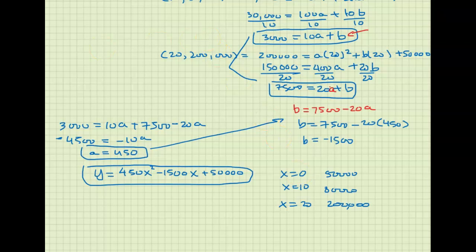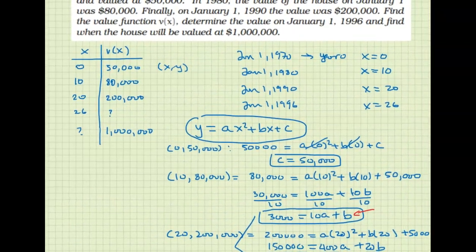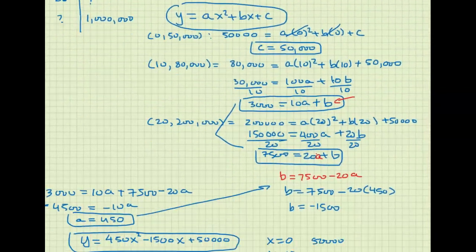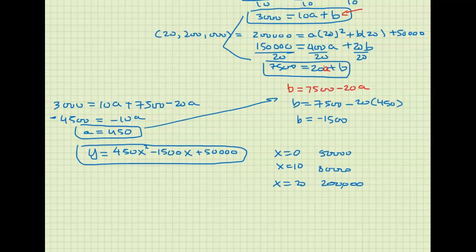Alright, so now the question is, predict the house prices in the year 1996. In 1996, x is going to be 26. So you're going to plug in 26. So we have 450 times 26 squared minus 1,500 times 26 plus 50,000, which is 315,200.